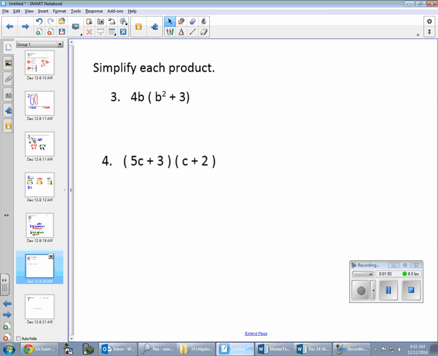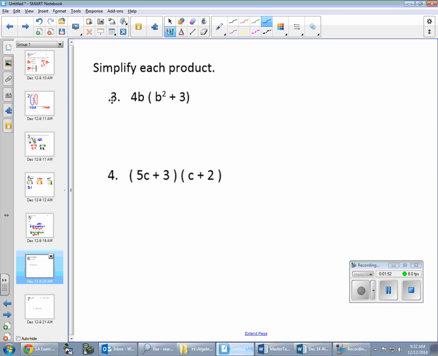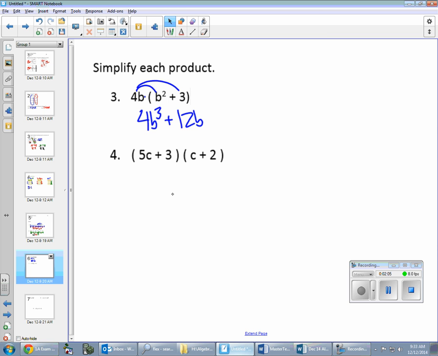Number 3, you have no symbol between the 4b and the b squared plus 3, so that implies multiplication. You need to distribute: 4b to the third plus 4 times 3 is 12, and the b just comes along for the ride. Number 4, you're still distributing, but you're just extending the distributive property into binomials.